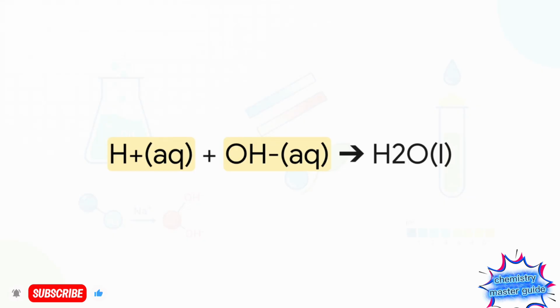To really understand why this happens, we have to strip away all the spectator ions and just look at the core ionic equation. H+ plus OH- reacts to form H2O. So the crucial point is that the hydrogen ions from the acid and the hydroxide ions from the alkali find each other, rearrange themselves, and form completely neutral liquid water. This is the absolute core mechanism of any neutralization reaction. It's kind of beautiful when you think about it.